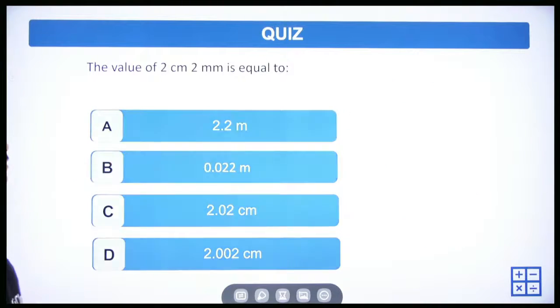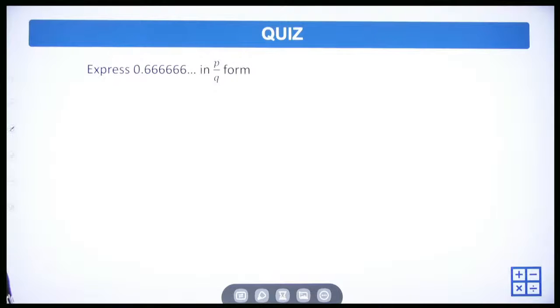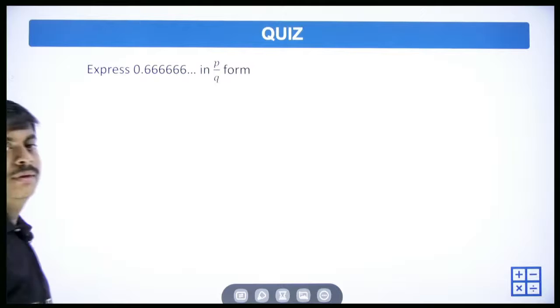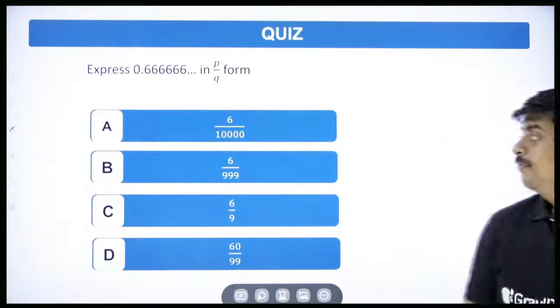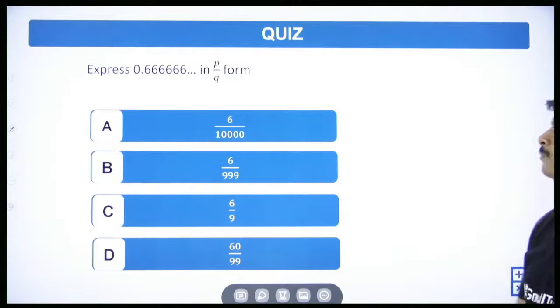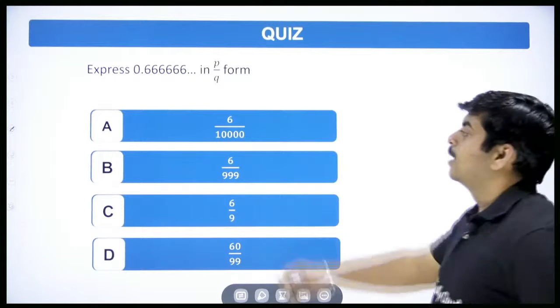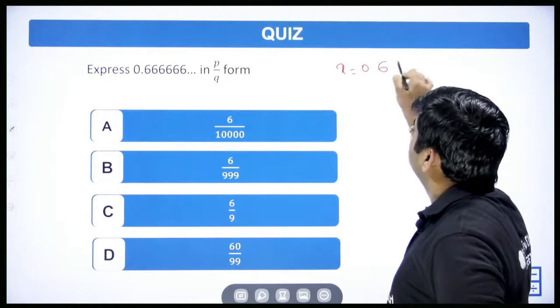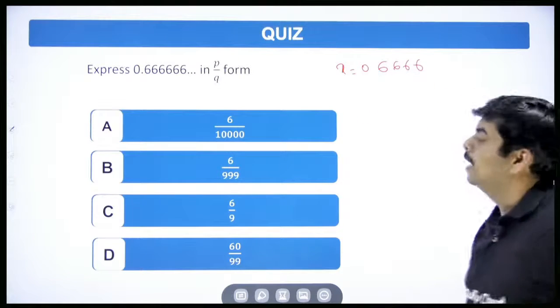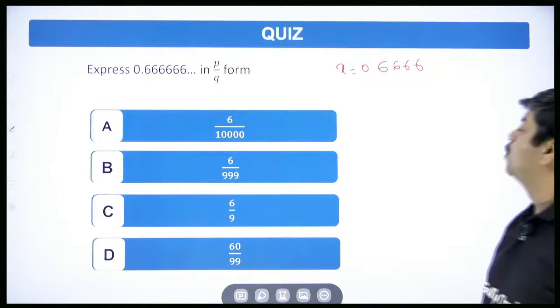Okay, so the next one: express 0.666 in p by q form. We need to write that in terms of p by q, and whenever you have 6 repeating, it will be very easy. It will not be that tough, right? So I'll take x is equal to 0.666 and so on. Let's go with 10x.